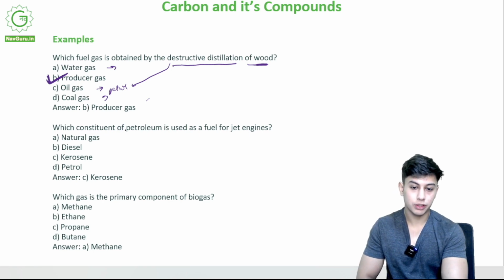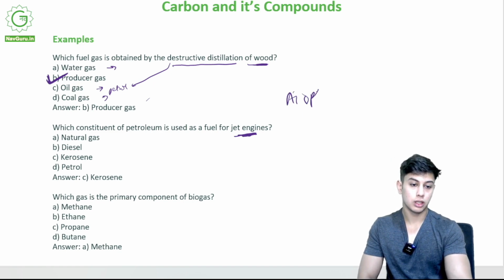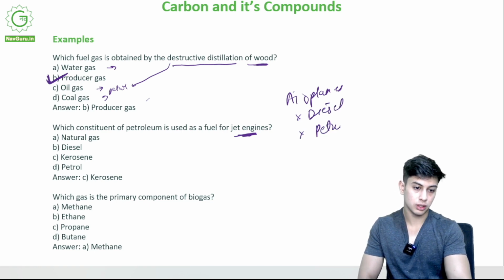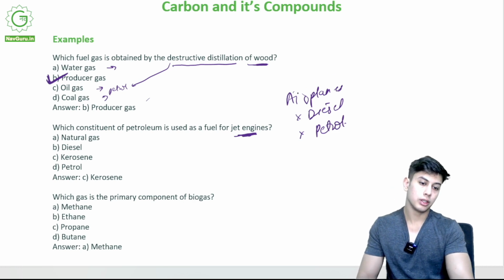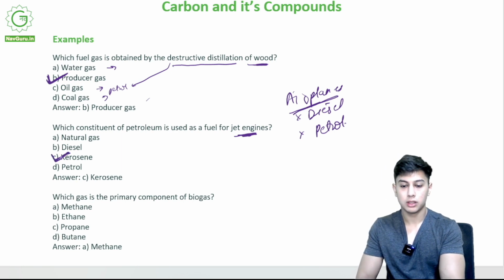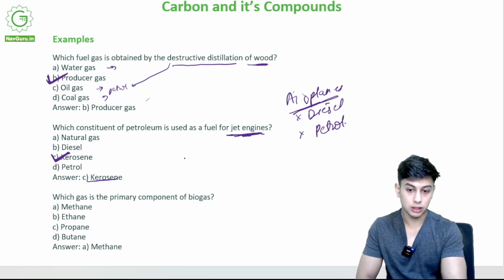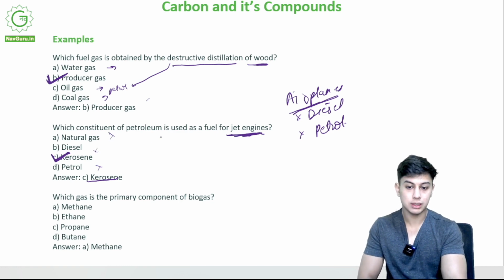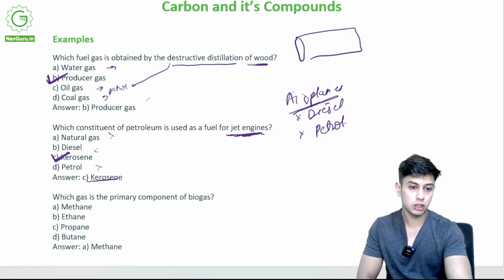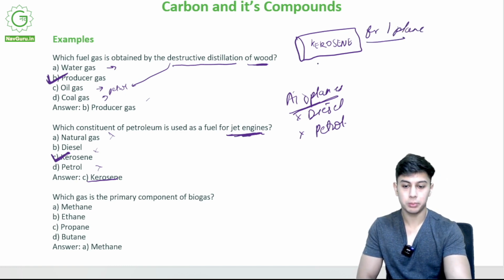Which constituent of petroleum is used as a fuel for jet engines? Now I told you in airplanes we do not use diesel. We do not use petrol as well. We do, but it is a very high quality petrol, that is not used for cars. So what do we use? We use kerosene in jet engines. The engines of the jet use kerosene, not petrol, not diesel, not natural gas. We use huge cylinders of kerosene for one plane. A lot of kerosene is used for a single plane.